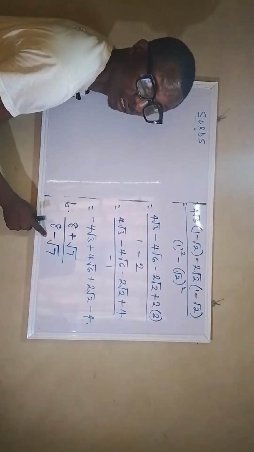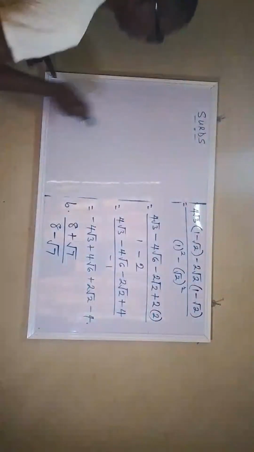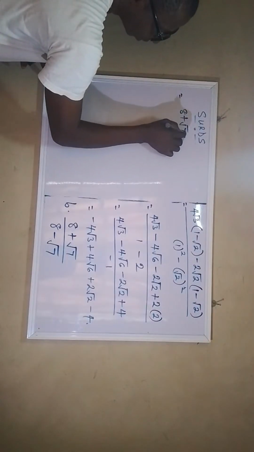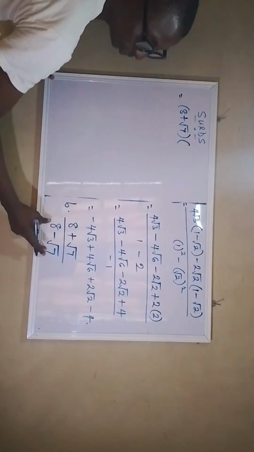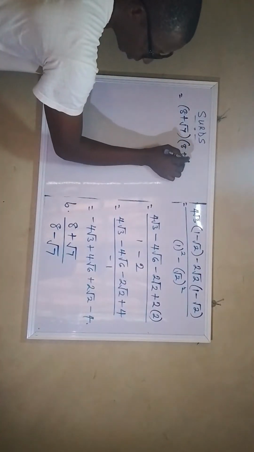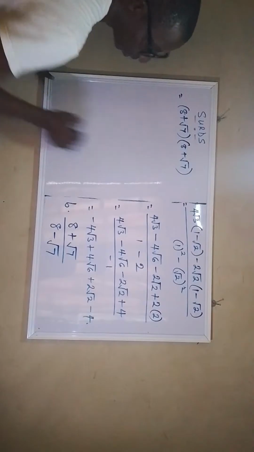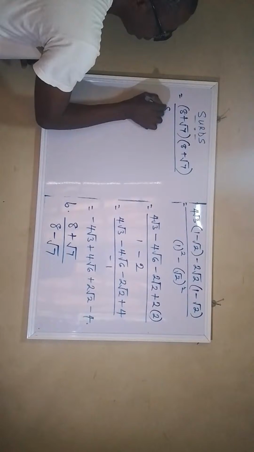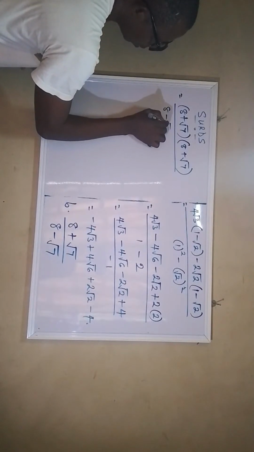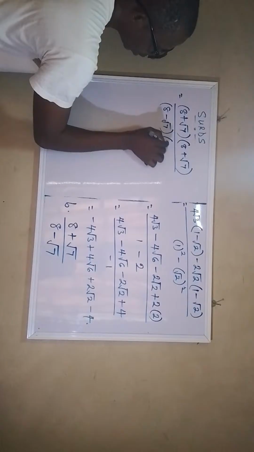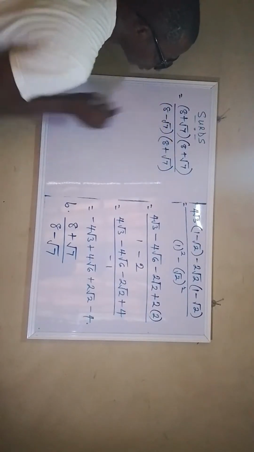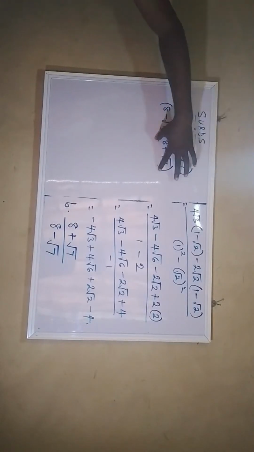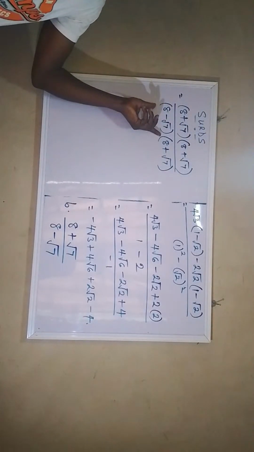Just ensure that the sign changes. Okay, can we do that now? So this gives us 8 plus square root of 7 times the conjugate of this, that's 8 plus square root of 7. All over what we have here is 8 minus square root of 7 times 8 plus square root of 7. You can see this is the question given. We have multiplied the numerator and the denominator with the conjugate of the denominator.